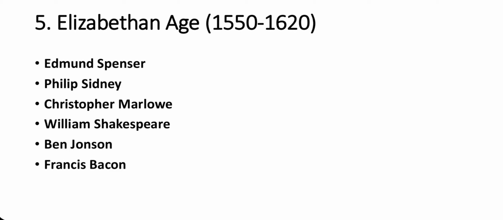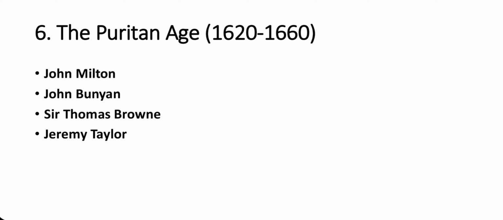Next is the Elizabethan Age. The Elizabethan Age is rich in literature with the poets, dramatists and essayists like Edmund Spenser, Philip Sidney, Christopher Marlowe, William Shakespeare, Ben Jonson and Francis Bacon. There are many more, but these are a few essential names. Next, we have the Puritan Age. John Milton as a poet, and in prose, notable writers include John Bunyan, Sir Thomas Browne, Jeremy Taylor.